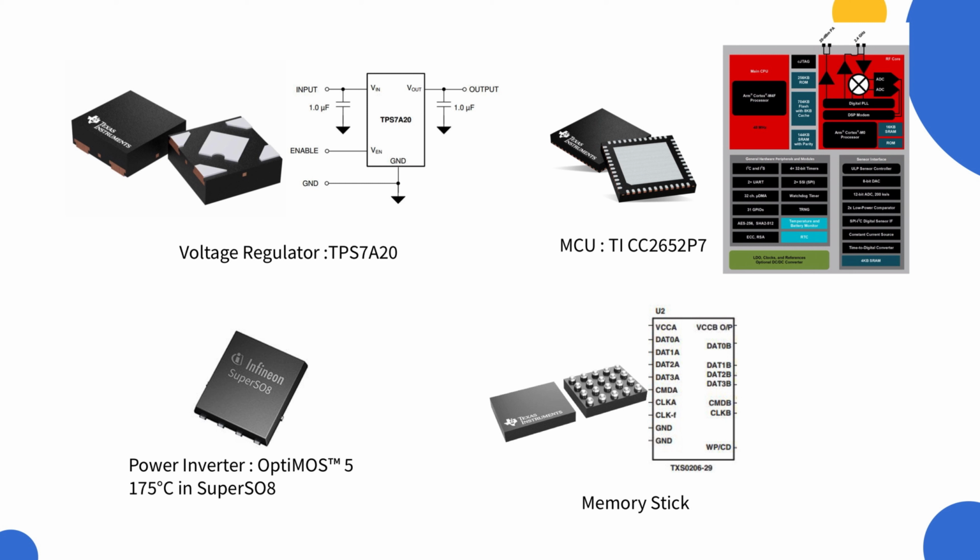For the microcontroller, we chose this model because it has a high resolution ADC, it has Bluetooth, and also high flash memory. The power inverter is used to amplify the voltage. The memory stick we use to attach additional memory or an SD card to the MCU.